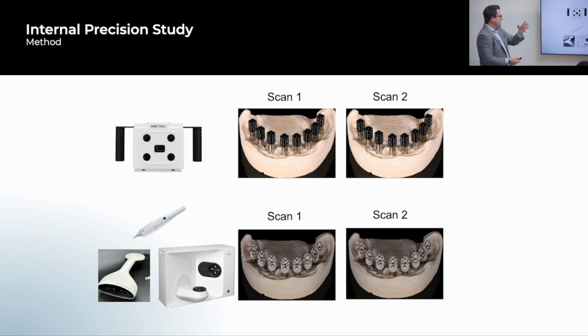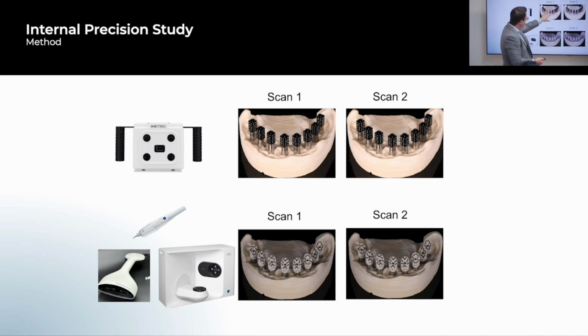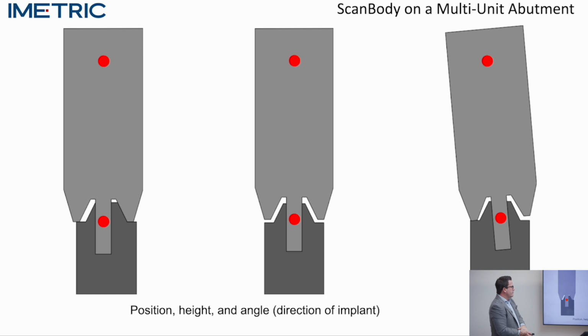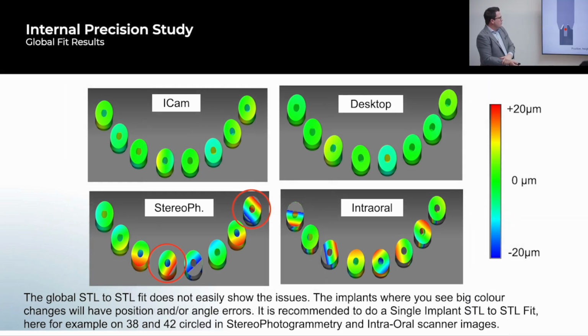So again, last night we were at dinner and the doctor asked me, what's so important for your company? And I said accuracy and precision. That's everything that we do, everything that we're focused on. So we did a study on an 8 implant model. We did it with the iCam, with the Micron Mapper, with the desktop scanner, and with an intraoral scanner. And we looked at different types of measurements that you can take. So obviously you've got an MUA, you've got a scan body sitting on top. One of the most important things is to verify that the scan body is actually seated correctly on the MUA. This can introduce a lot of inaccuracies.